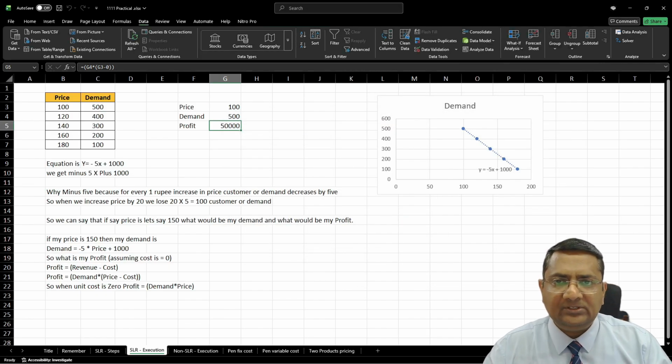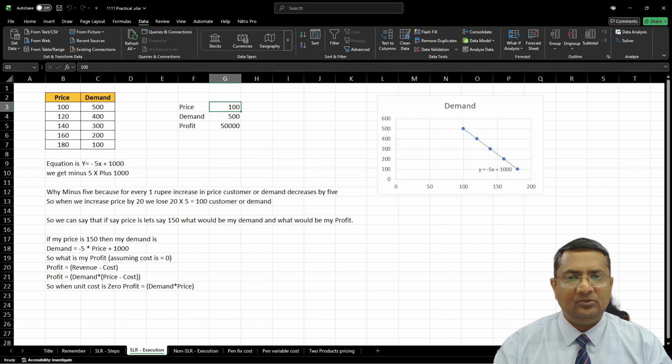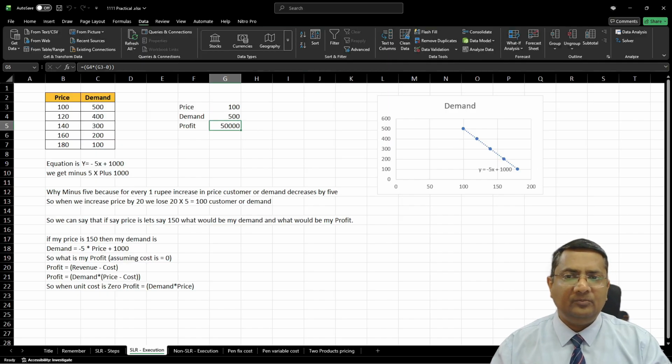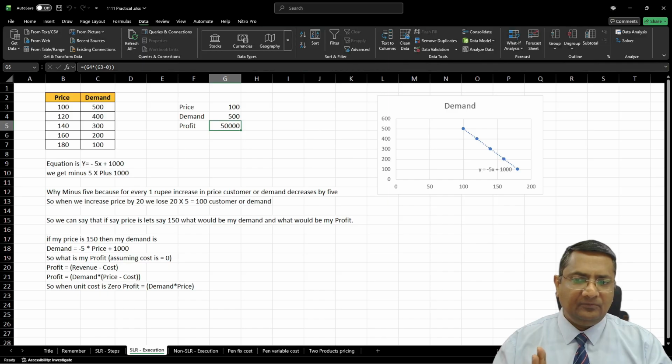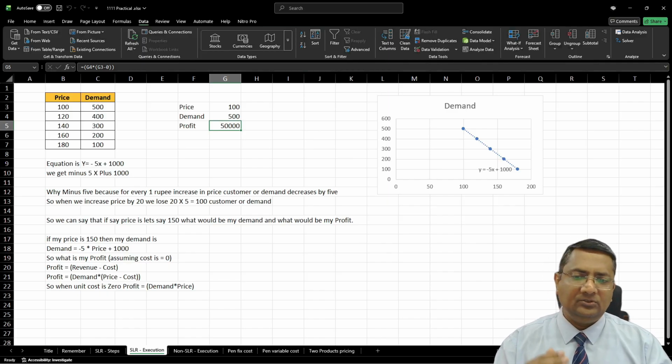You may see here that we have taken a price 110, but it changed to 100. It means solver has given us the solution that the optimum price is 100. When you keep the price of your product at 100, the demand would be 500 and the profit would be maximum. Fine. Let's move to another example so that you will get more clarity.